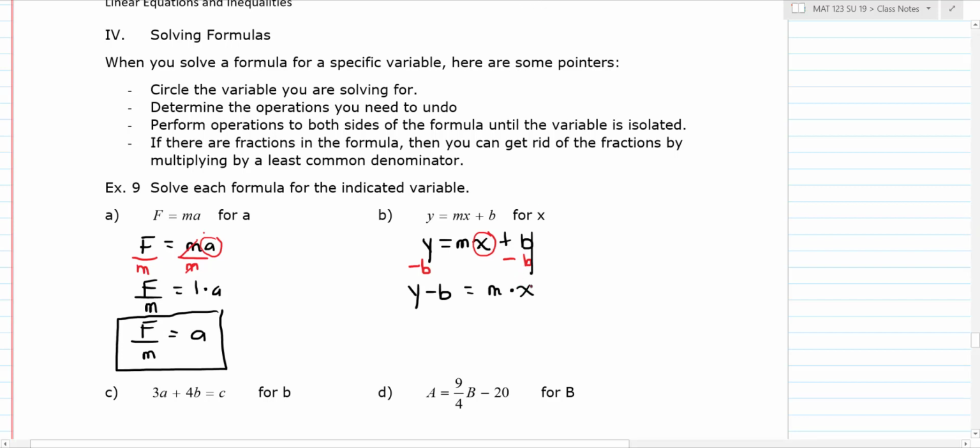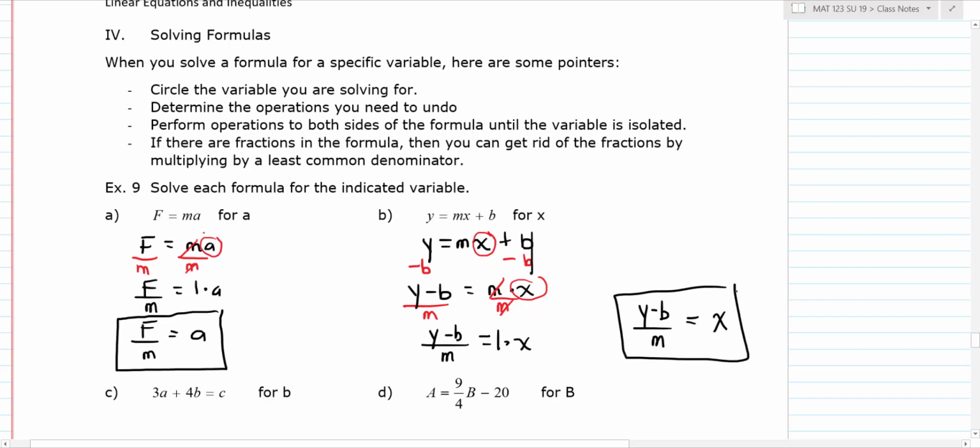All right, one more step. Again, I'm going to circle the variable. I want that to be by itself. So what's the correct way to get rid of multiply by m? That is to divide by m. Okay, good. M divided by m is 1. So like the last problem, we have y minus b over m is equal to 1 times x. Technically, you can skip that step, just doing that for emphasis mainly. So x is equal to y minus b over m would be the answer to that problem.